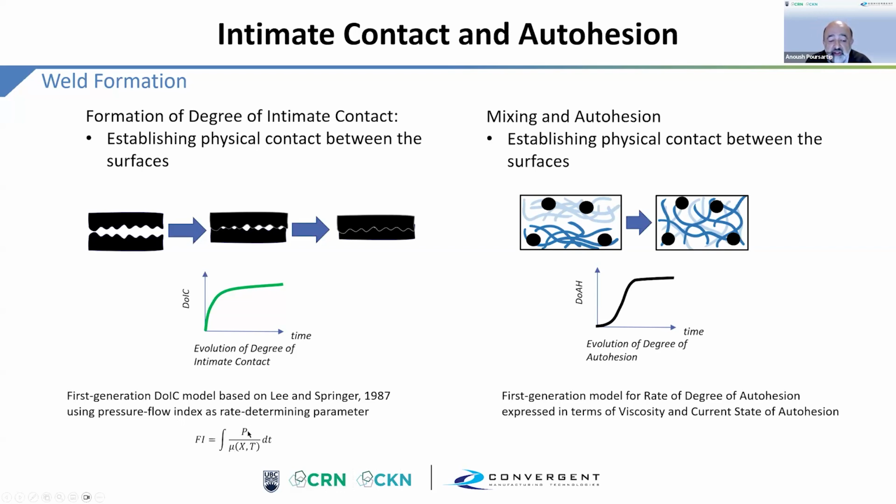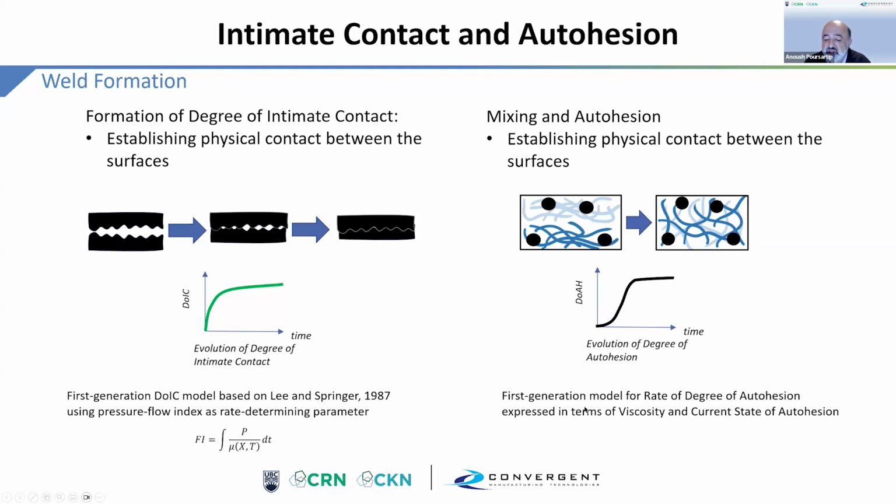So the higher the pressure and the lower the viscosity, the faster the material flows. So that gives us the degree of intimate contact. But that's not enough. We also have to get molecules to rotate across that surface. So you also need to track the degree of autoadhesion. And that, again, is said to have a similar form.